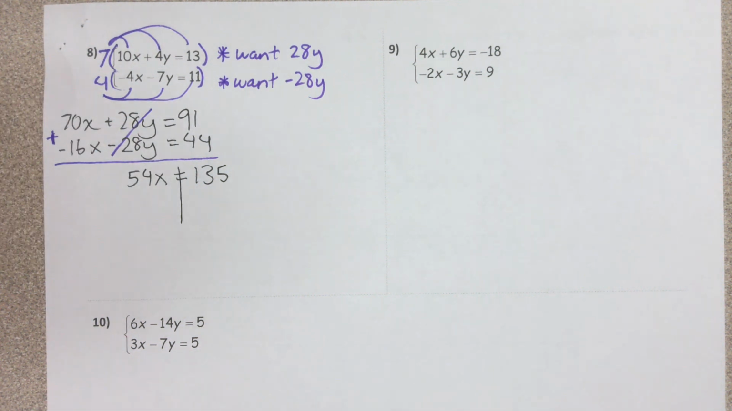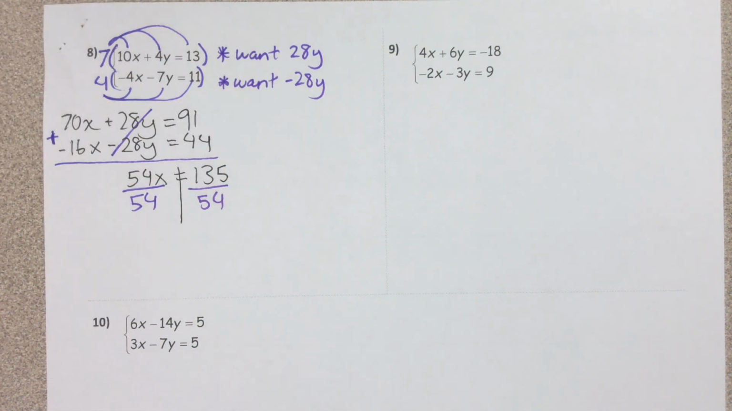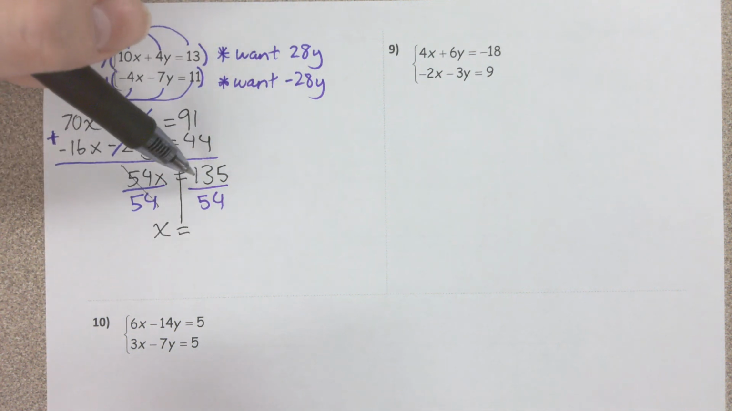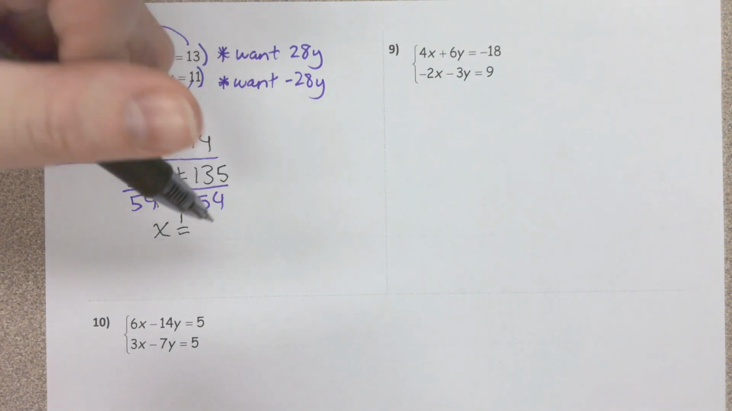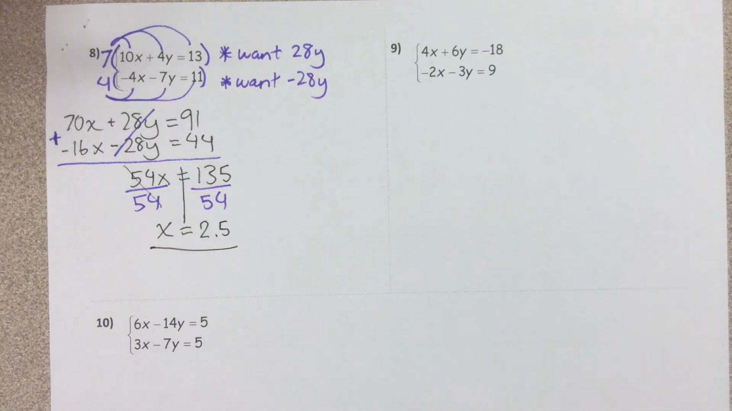And then I solve for x. Just got to divide by 54 on both sides. These cancel. X equals 135 divided by 54 is actually really nice. It is 2.5. Nice decimal, I should say.